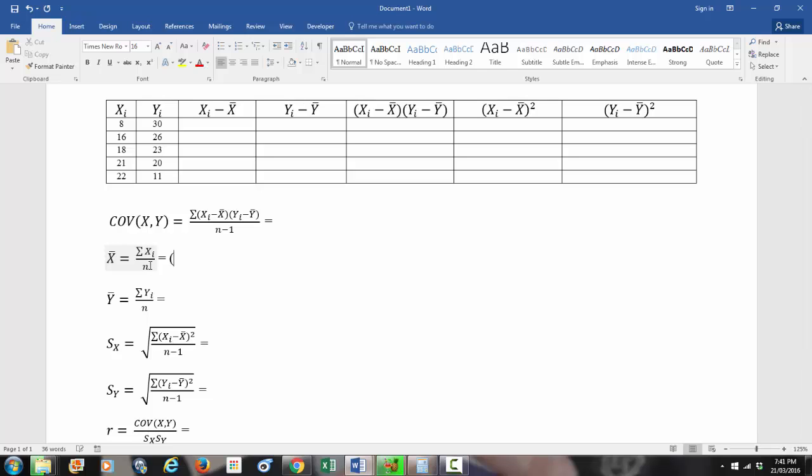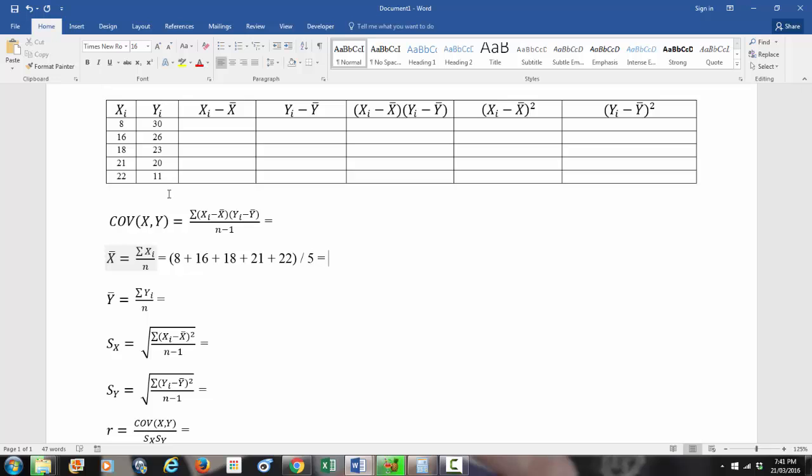So in this case, for x, we have 8 plus 16 plus 18 plus 21 plus 22, divided by the number of elements, which is 1, 2, 3, 4, 5.